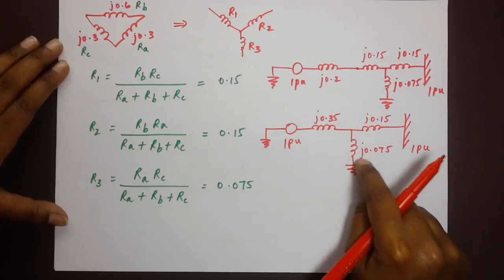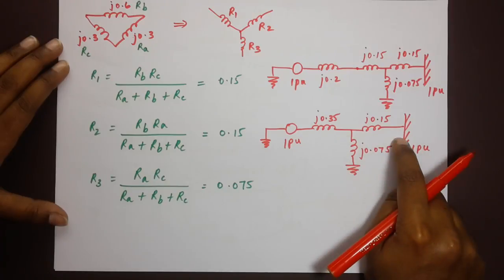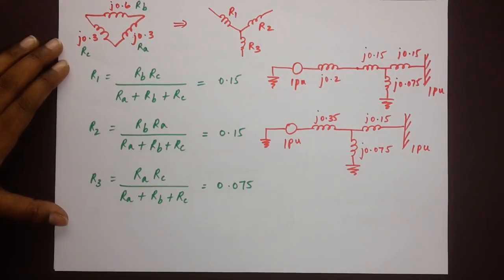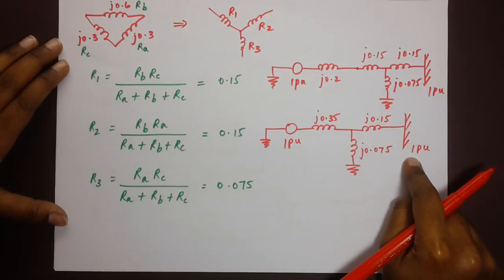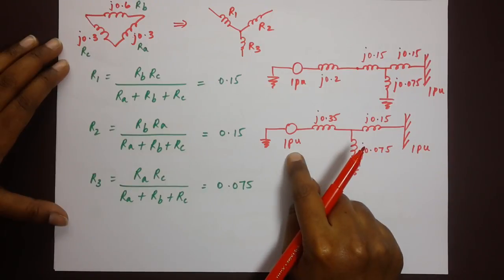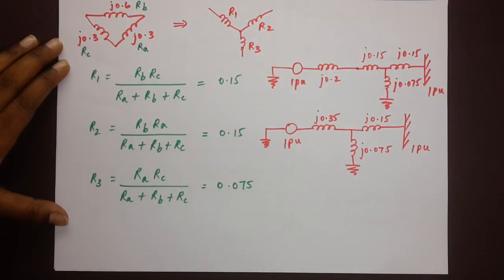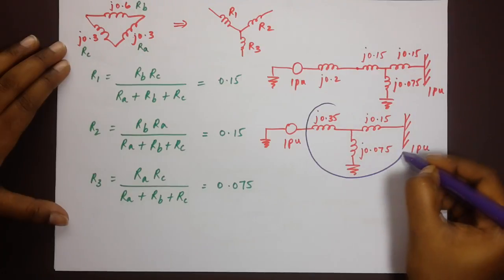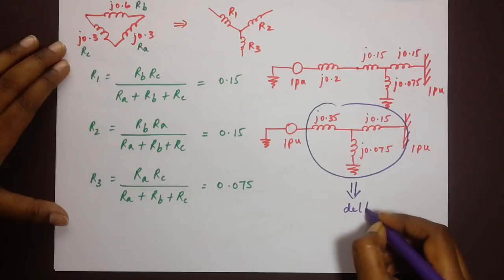Now you will notice that we have a star connected form here with 3 impedances. We cannot solve this because we have one impedance connected to the infinite bus, one which is grounded and one connected to the source. So the next step is to convert this back to delta, into pi form.